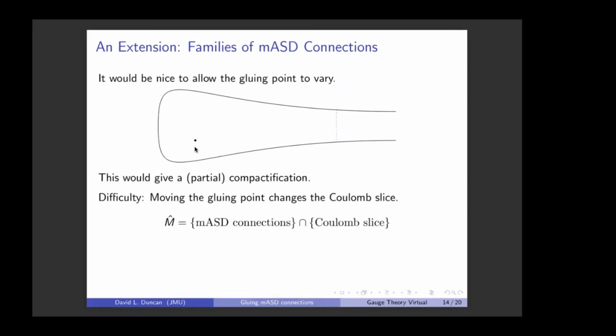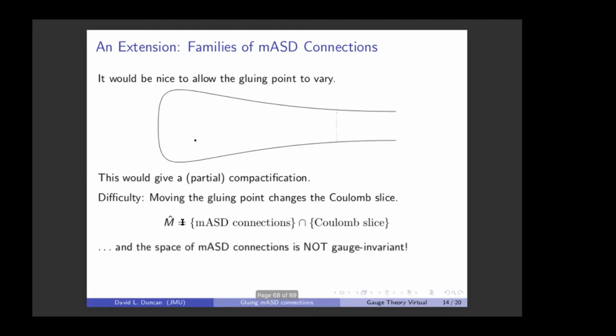So the difficulty is that as you move the point around, if you trace through the proof that I didn't tell you much about, the Coulomb slice moves around also. That means your moduli space, or this thickened space, probably shouldn't call it a moduli space because I've intersected rather than quotiented here, is going to move around as you move that point. And you say, oh, there's no problem. If you move from one Coulomb slice to a nearby one, you could always use a gauge transformation to put you back in your favorite Coulomb slice.